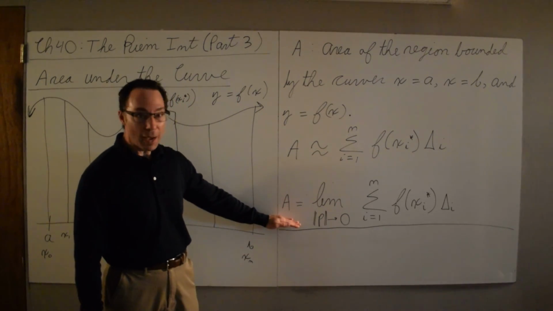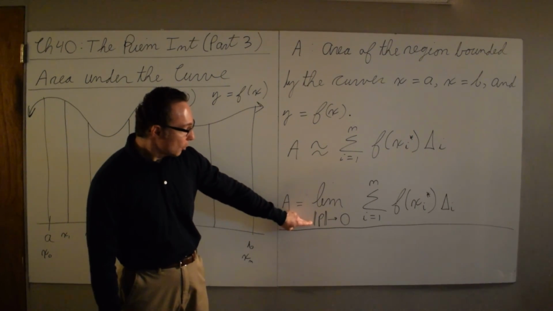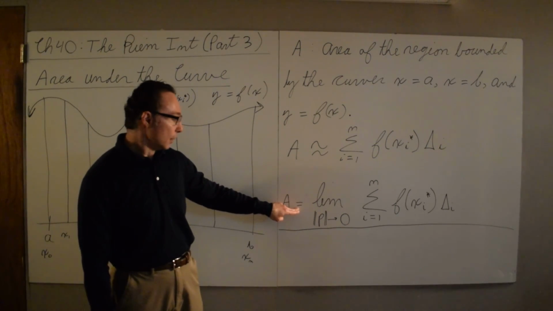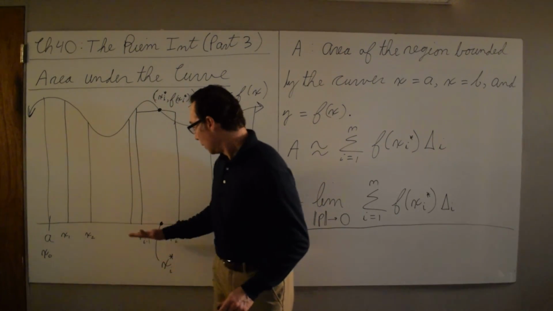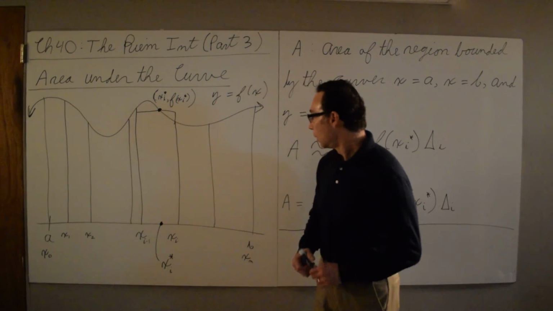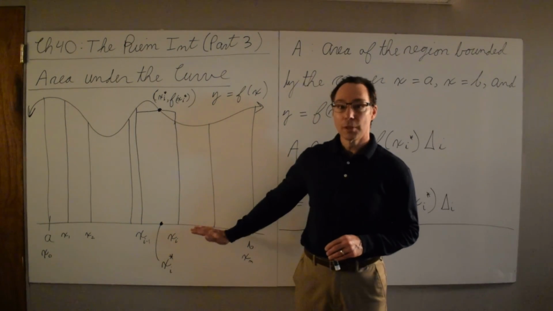Because we're passing to a limit now, as the length of the partition goes to 0, this is the true area. And so what we have done is we've taken this interval and chopped it up into smaller and smaller and smaller rectangles. And that gives us the true area.